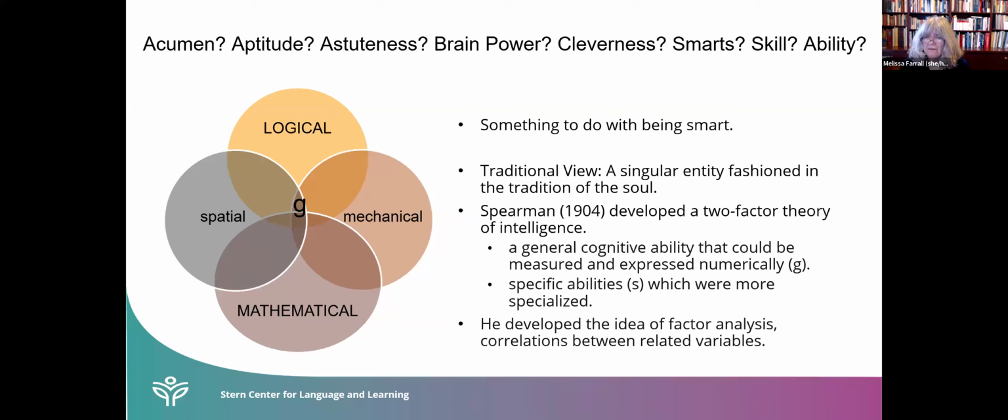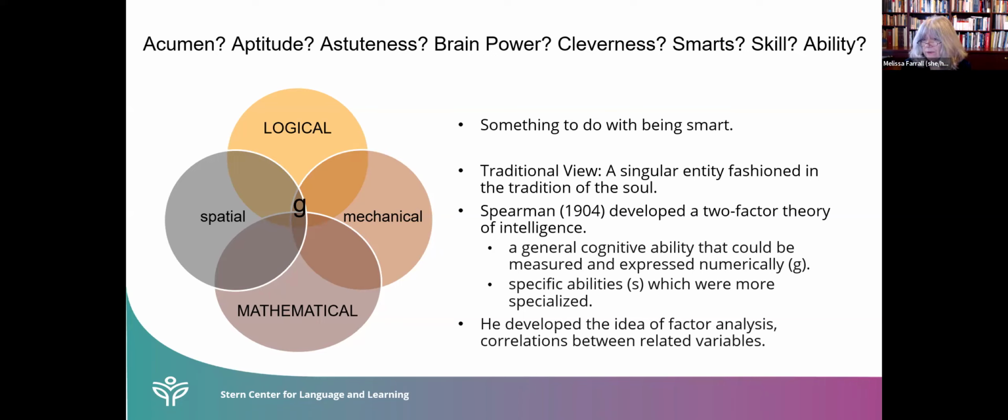So we know it has something to do with smart, right? We all have this idea that intelligence has something to do with being good at things. And there are two main views of intelligence. You can think of them as the lumpers and the splitters. The traditional view, the lumpers, is that intelligence is a singular thing, and we often represent it with the lowercase g. You can see that in my image here: intelligence as a singular entity that allows us to do a lot of different things.